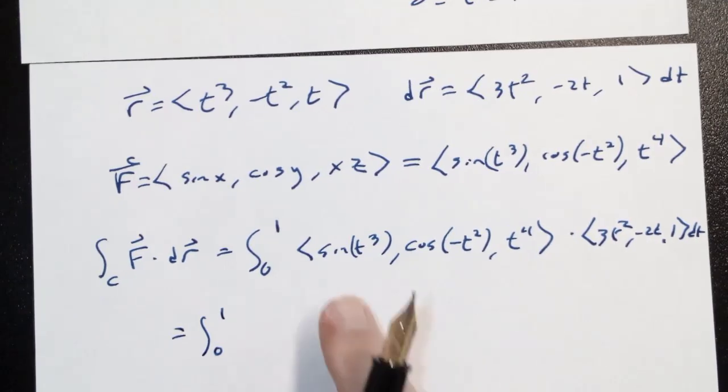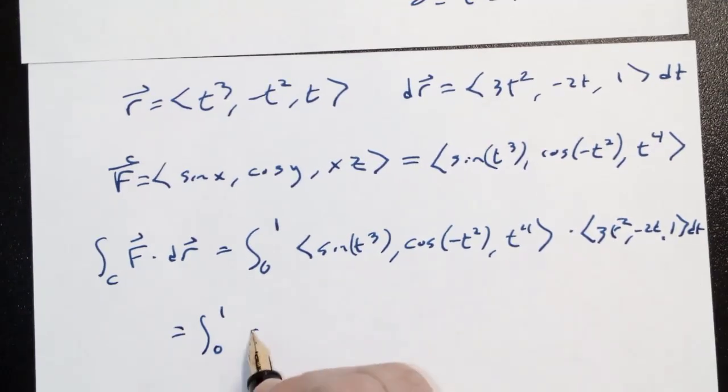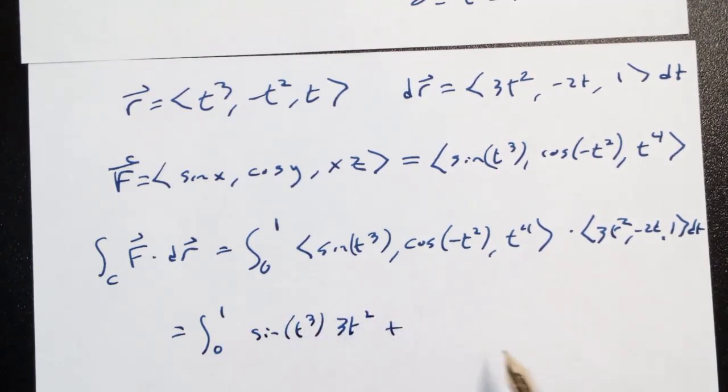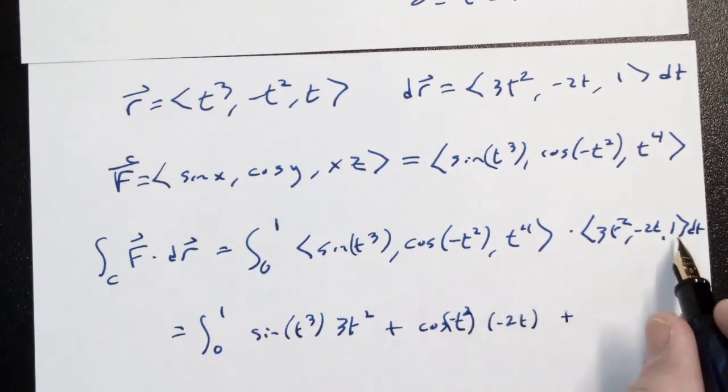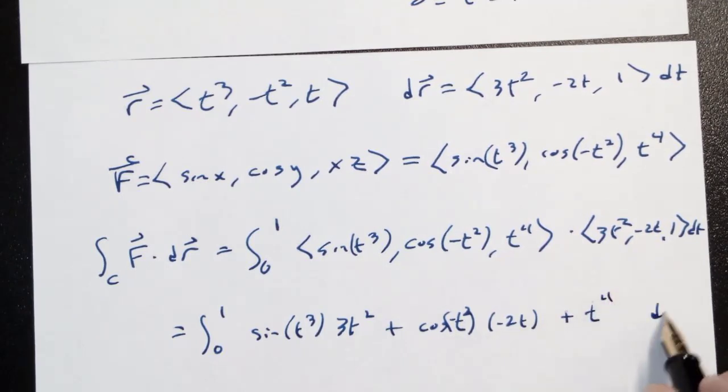Oh, so I take the x component here times the x component here: sine of t cubed times 3t squared, plus the y component times the y component: cosine of negative t squared times negative 2t, plus t to the fourth times 1 dt. Best part, there's a u-sub here. These integrals are now all easy.